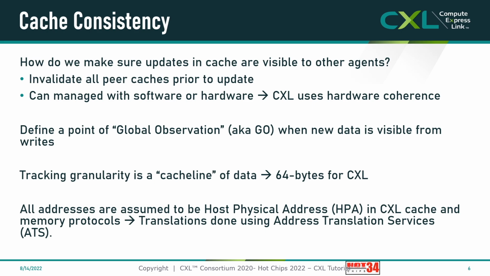For cache consistency, we need to define a point of global observation, so the source that's creating data knows when its new data is visible. We'll talk about that within the flows coming up later. The tracking granularity for coherence is called a cache line, and in CXL, this is 64 bytes. All addresses for accessing memory in CXL are assumed to be host physical addresses. This is true both in the cache and the memory protocols. We support translation services done through ATS. ATS is defined by the PCI Express spec, and we use that same mechanism in CXL.